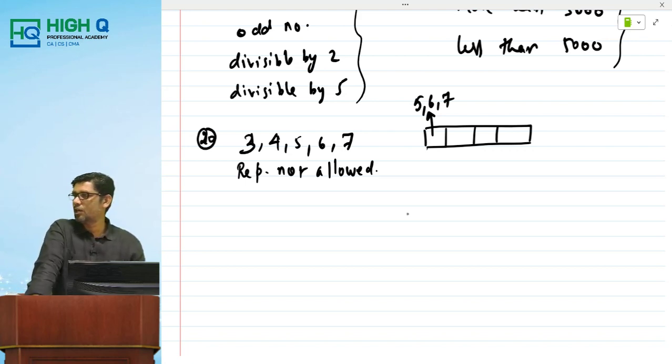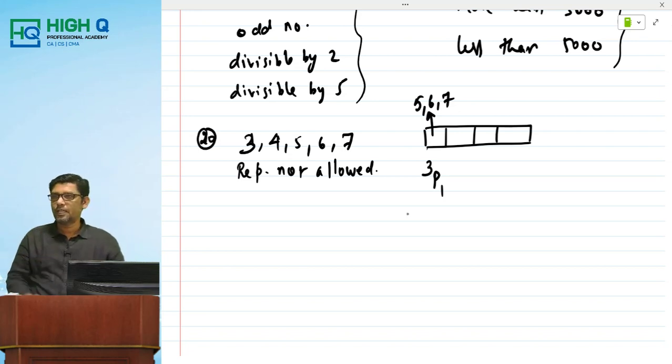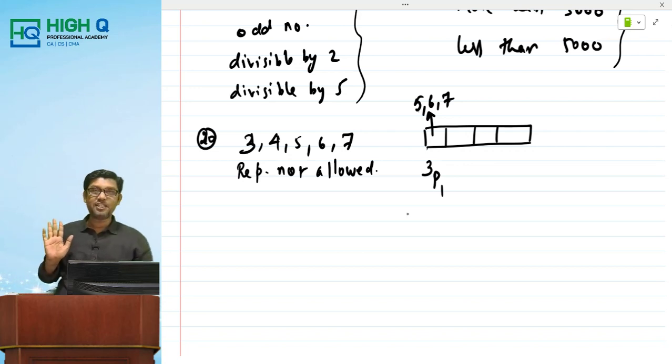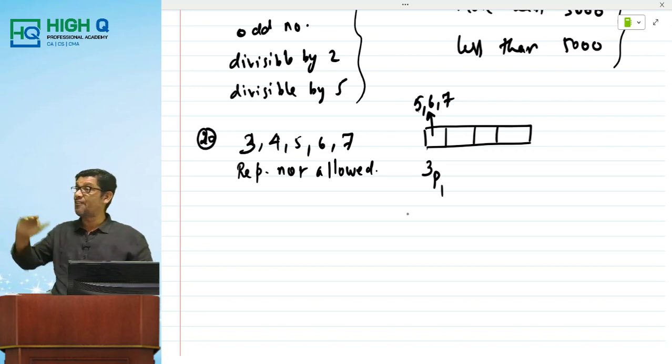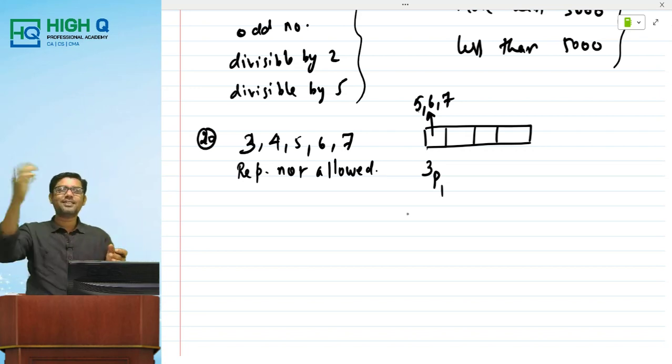First digit, what you have got, my dear? 5, 6, 7. So, what will come? Out of 3 we need to arrange 1. Repetition not allowed. So, any one of these 3 has come. Am I right, my dear? Now, how many digits to be arranged? 3. How many digits are available? Only 4 are available.